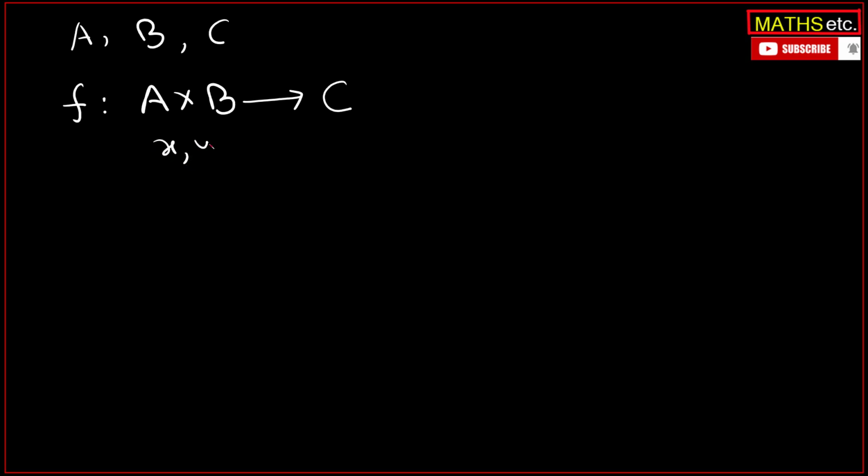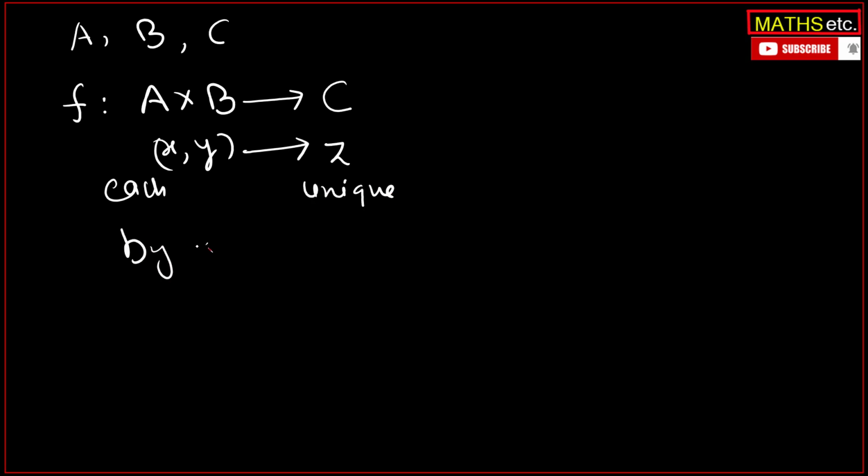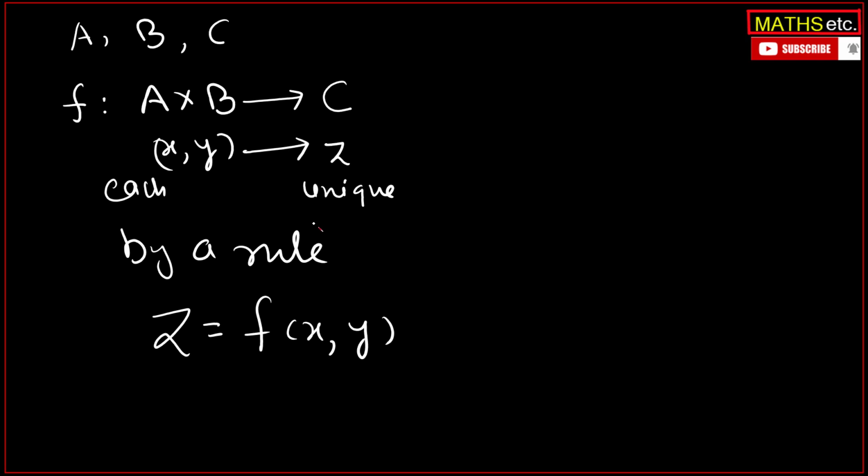Now the formal definition is in the form of sets. Suppose we have three sets A, B and C. Then a function f from the set A cross B, this is a Cartesian product of two sets A and B, to another set C is a rule that assigns to each ordered pair xy in set A cross B a unique element Z by a rule, and that rule is given by Z is a function of x comma y. So this is the formal definition of a function.